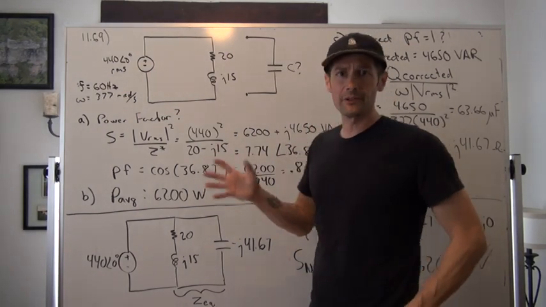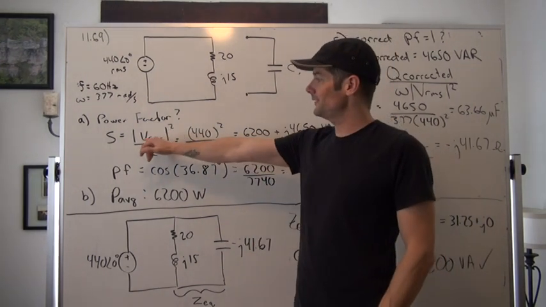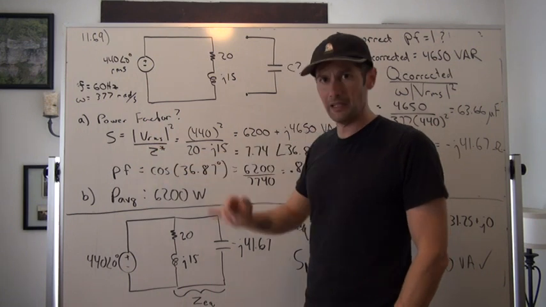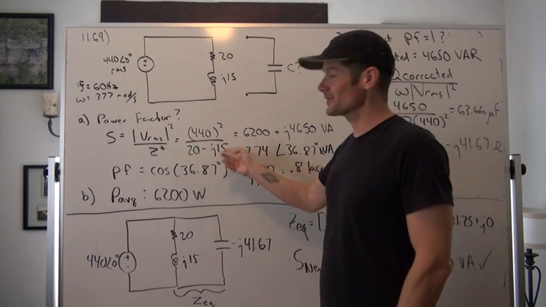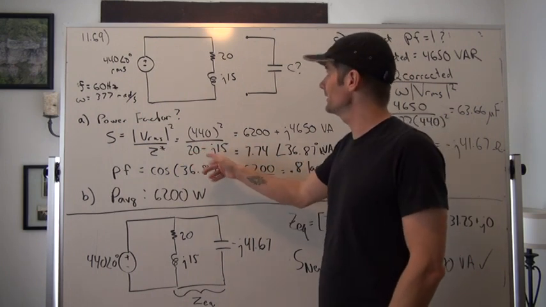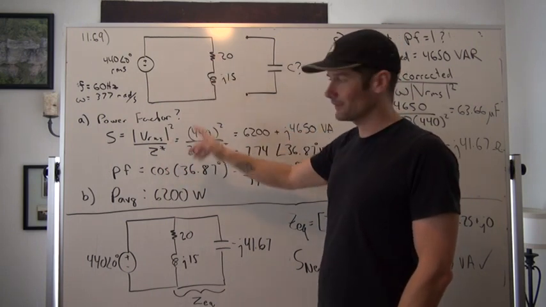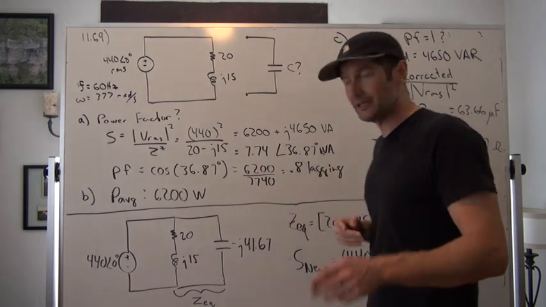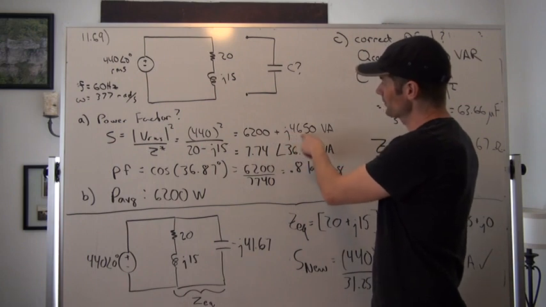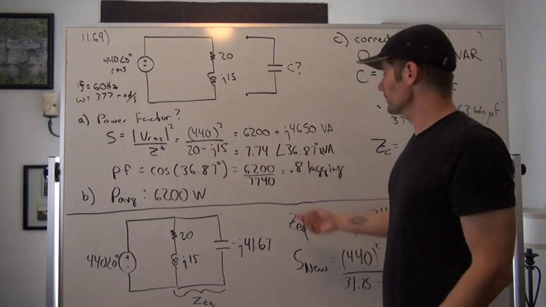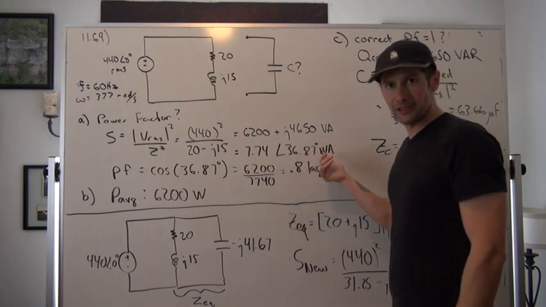So the first thing we wanted to do in this problem was go through and calculate the complex power from the source. So for here we had V RMS, the magnitude of that squared, divided by Z conjugate. And so that's 440 squared over 20 minus j15, because remember with the minus sign here, that's Z conjugate. So Z conjugate of 20 plus j15 is 20 minus j15. And what we get out of that, guys, is 6,200 watts plus j4650 volt amperes, or essentially 7.7 at an angle of 36.87 kilovolt amperes.